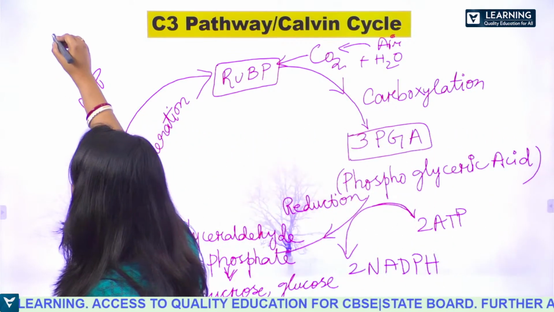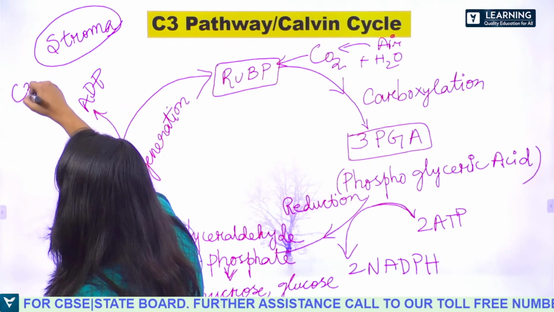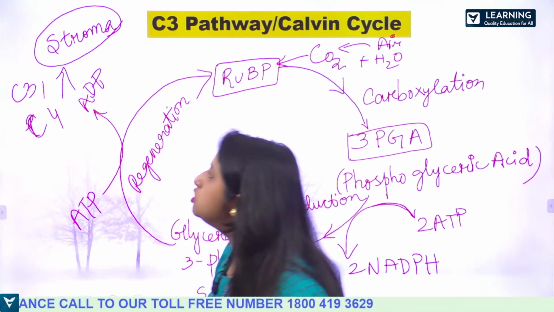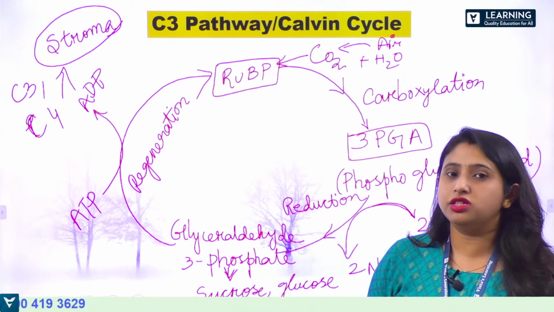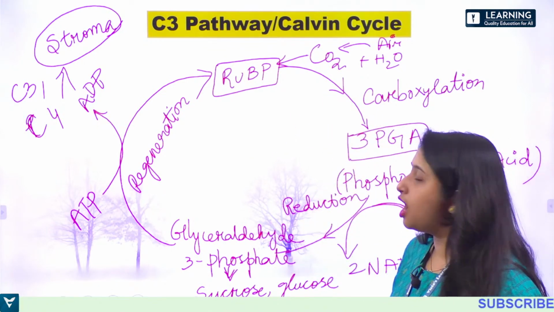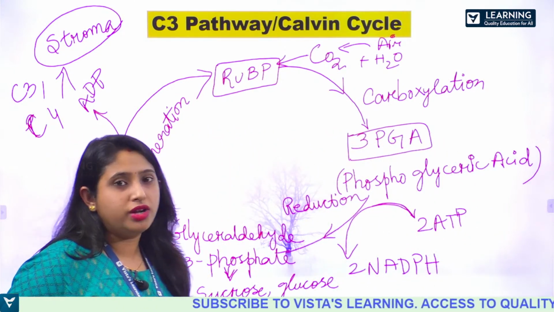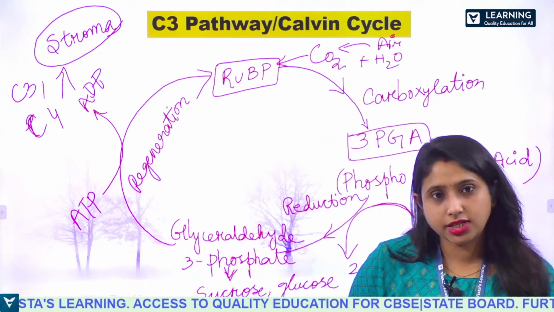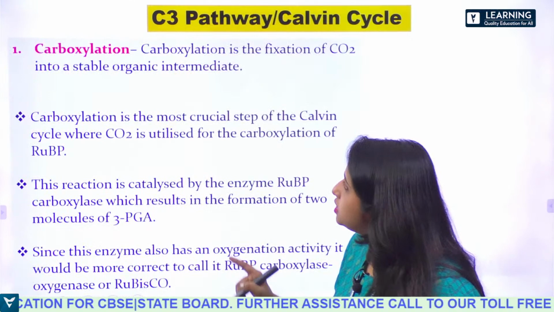The C3 and the C4 pathway, where do they take place? They take place in the stroma of the chloroplast. Clear? So this is the C3 pathway. This is very, very easy. You can just remember 3 steps. One is carboxylation. Next one is reduction, and the last one is regeneration. Again RUBP is being regenerated. Clear? Now let's move to the next, that is the pathways.